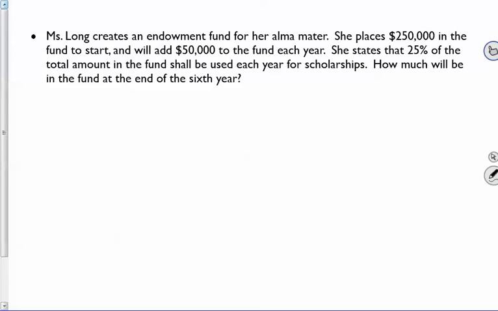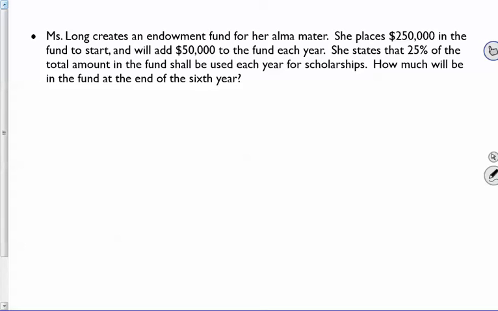Mrs. Long creates an endowment fund for her alma mater. She places 250,000 in the fund to start, and she'll add $50,000 to the fund each year. She states that 25% of the total amount in the fund shall be used for scholarships. How much will be in the fund at the end of the sixth year?